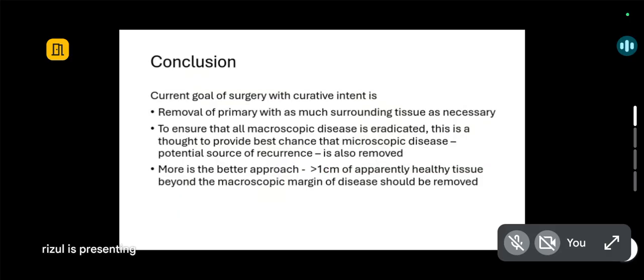So what is the conclusion up to right now? The primary goal of surgery with curative intent is to remove the primary with as much surrounding tissue as necessary to ensure that all the macroscopic disease is eradicated, with the thought to provide the best chance for removal of microscopic disease extension also, and more is the better approach. So always try to take more than 1 centimeter of healthy tissue beyond the macroscopic margin.